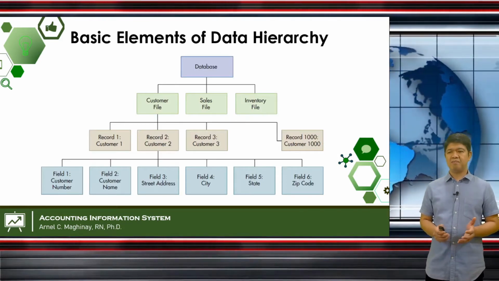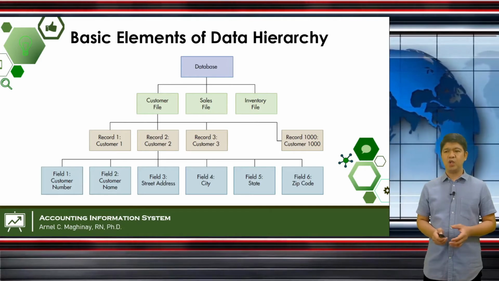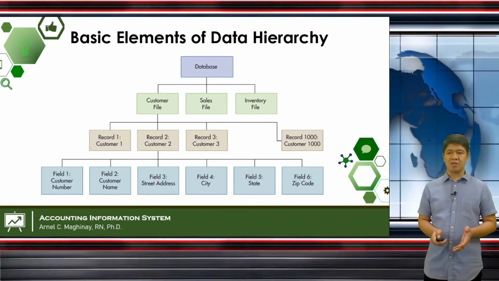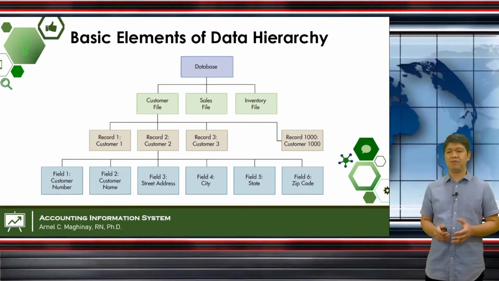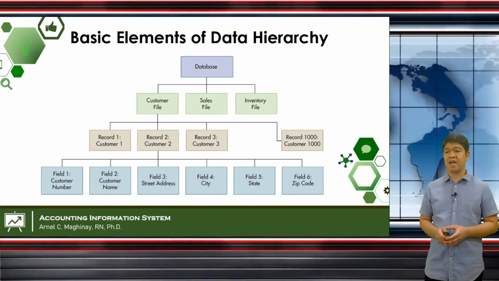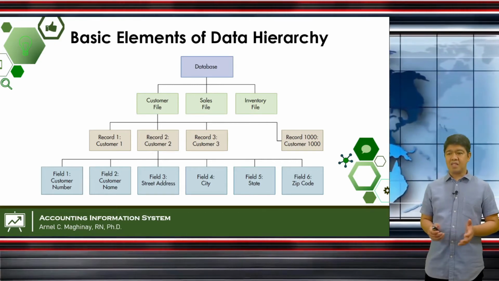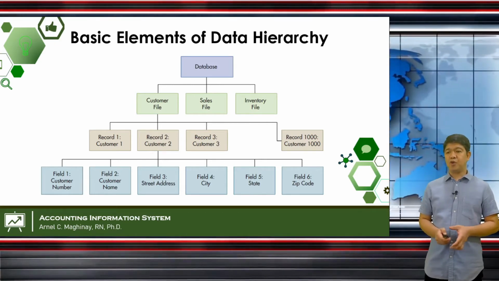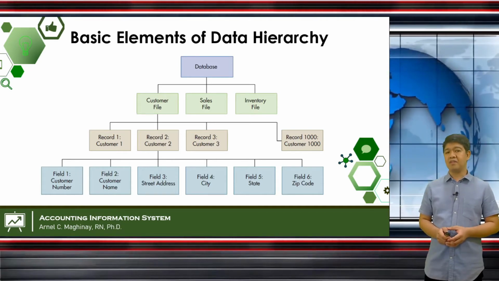So these are the basic elements of the data hierarchy. As you can see in the figure, we have the database. The database is composed of different files. For example, we have the customer file, the sales file, and the inventory file. Then these different files are composed of different records, and the records are composed of different fields.